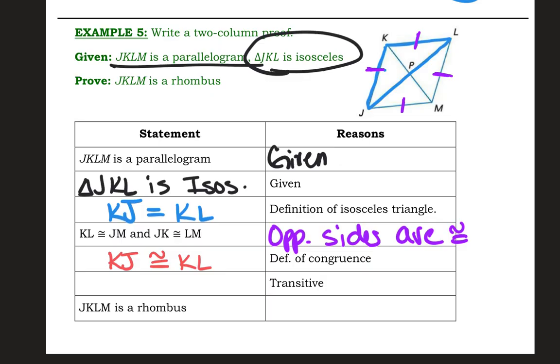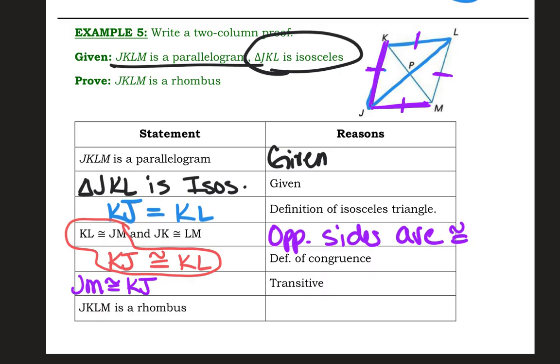So what I want you to do is focus on these two first. What do they have in common? Okay, if I take K to L away, out of both of them, what's left? J to M and K to J. J to M, which is this one, and K to J, which is this one. So they're proving that these two have to be the same now.